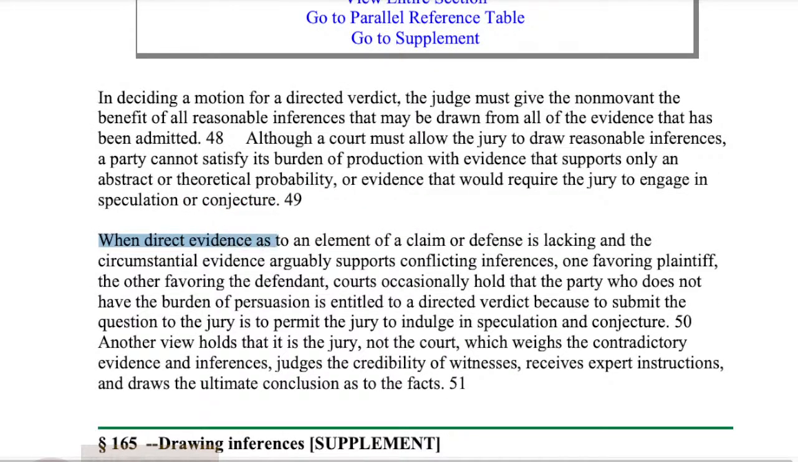When direct evidence as to an element of a claim or defense is lacking, and the circumstantial evidence arguably supports conflicting inferences, one favoring plaintiff, the other favoring the defendant, courts occasionally hold that the party who does not have the burden of persuasion is entitled to a direct verdict, because to submit the question to the jury is to permit the jury to indulge in speculation and conjecture. That's nice.